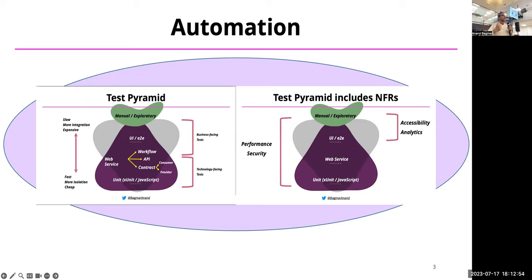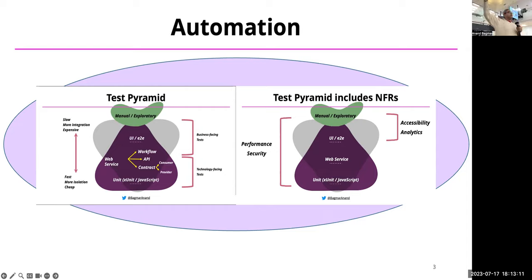It's not just about the test being slow. It has a lot of cost impact as well in order to build the environment, deploy into it, and make it available for testing with the data setup. There's a lot of work required to validate those scenarios. Okay, so that's what the pyramid is.